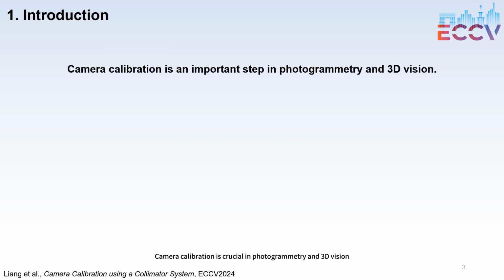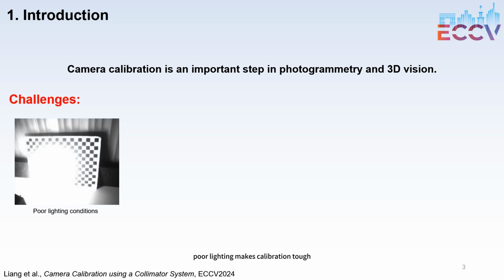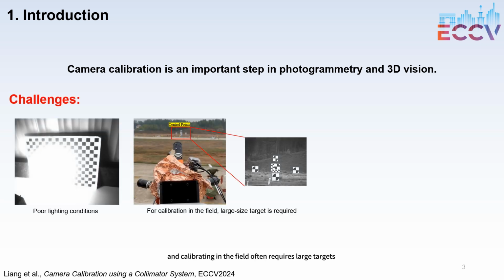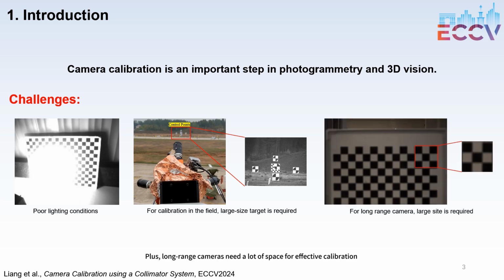Camera calibration is crucial in photogrammetry and 3D vision. Even though many researchers have looked into this, we still face challenges. For example, poor lighting makes calibration tough, and calibrating in the field often requires large targets. Plus, long-range cameras need a lot of space for effective calibration.